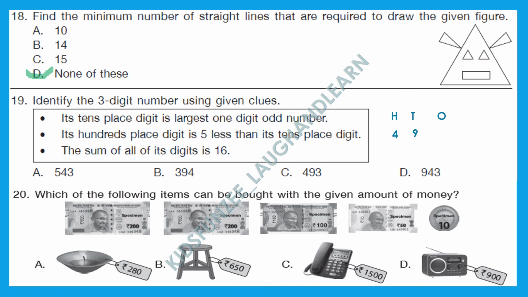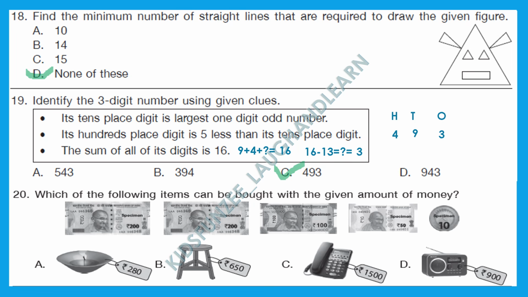Now let's see the third clue. The sum of all of its digits is 16. So 4 plus 9 plus something will give you 16. So that something is going to be 16 minus 13, which is equal to 3. We also got our ones, that is 3. Now here it is 493. The right option is option C.